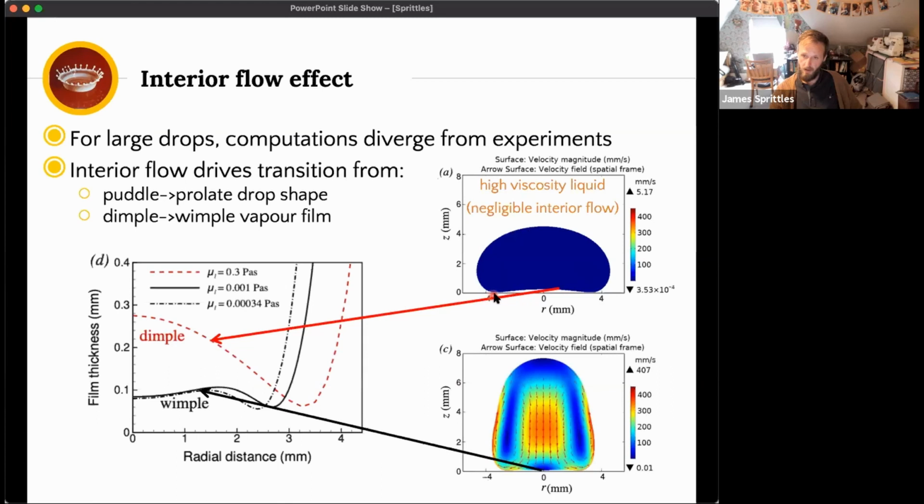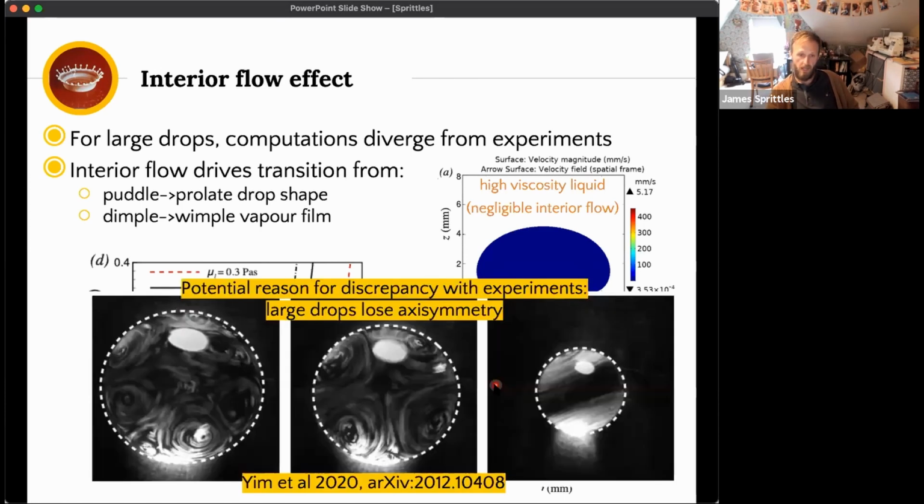So here in experiments and in Sobak, you see this pocket, this dimple. And for our simulations, we see this so-called wimple shape where we have this kind of W being formed. So that's kind of interesting and annoying all at once. But it seems likely that our assumption of axisymmetry goes out the window for these large drops. If we look at recent articles, you can see in these Leidenfrost drops the appearance of cells, this clear breaking of axisymmetry, and the need for fully 3D models to capture these kinds of flows.